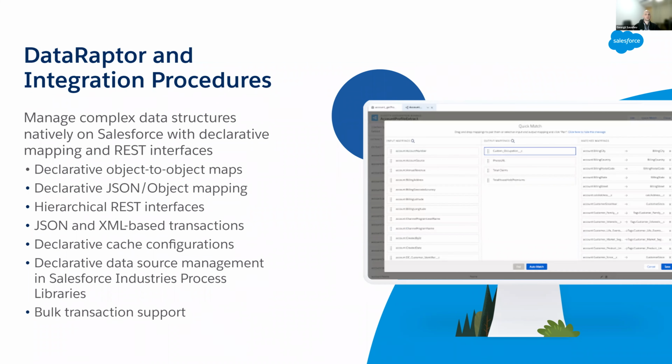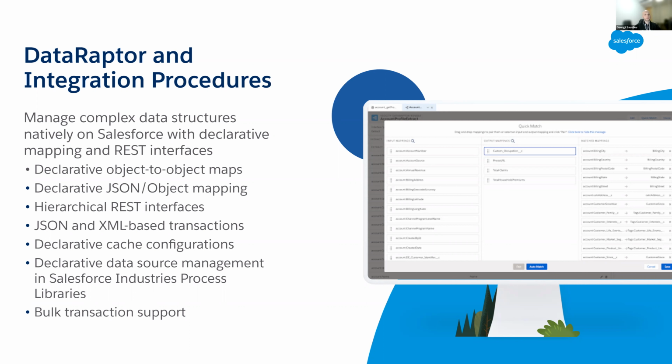Then we have DataRaptors and integration procedures. So let's start with DataRaptors. DataRaptors have three flavors. There's extract, transform, and load. Extract helps us pull data from Salesforce from potentially one or many objects. For example, if we want to pull an order, the order items, and maybe the promotional information behind that order, we can pull all of that via one DataRaptor extract into a JSON, and then use that JSON potentially as a payload for an integration or whatever we like.